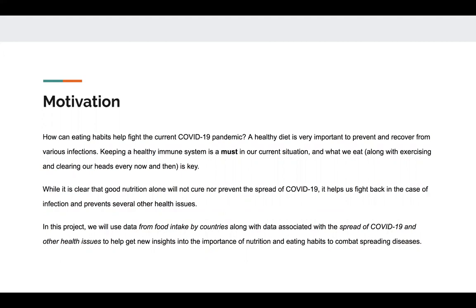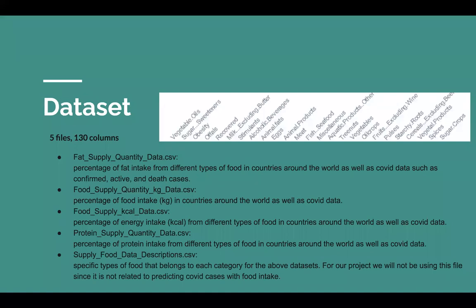To do that, we have 5,130 columns in total as our data set. Each column represents some fat intake or food intake of different types of food, as you can see in the picture on the right here, as well as some COVID data, such as confirmed, active, deaths, and recovered, and so on.